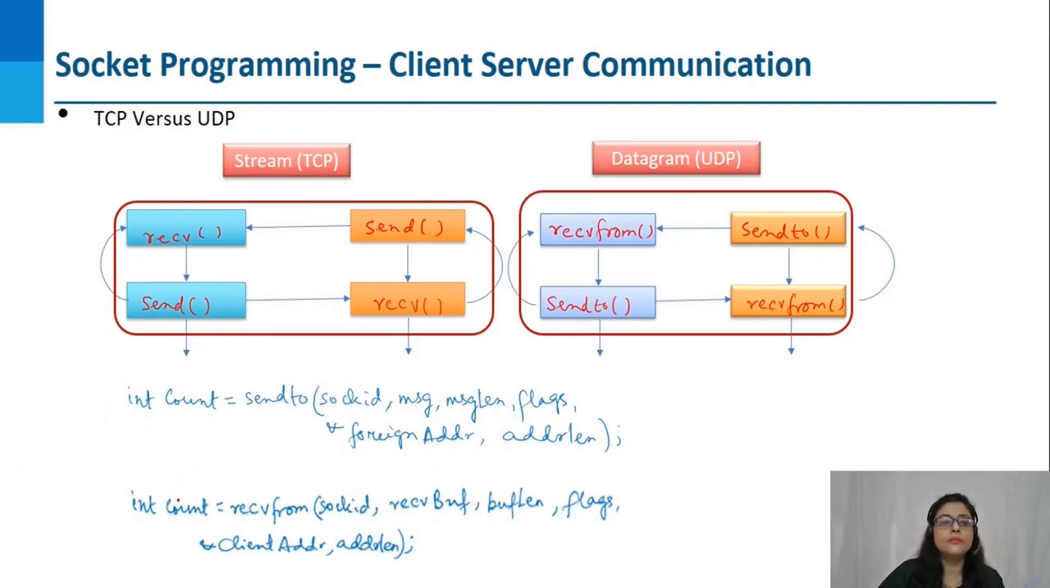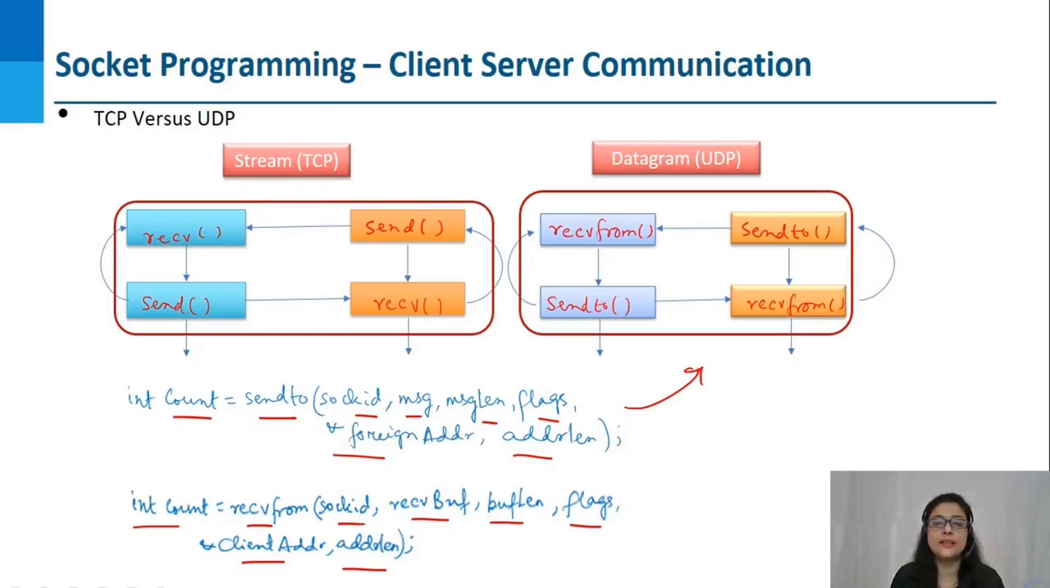For the send to, that means this is for the datagram. It is int count, send to, then sock ID, message, message length, flags, foreign address and the address length. Similarly, for receive from: int count, receive from, sock ID, receive buffer, then the buffer length, flags, client address and address length.